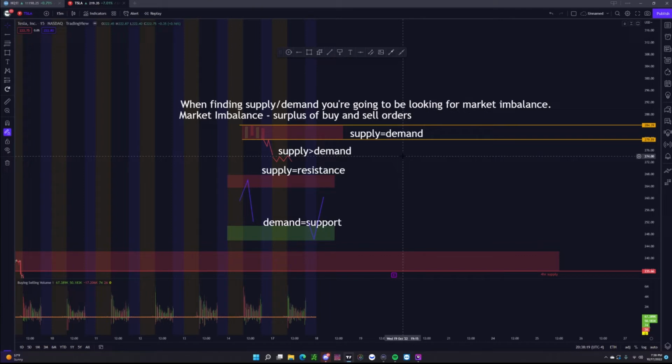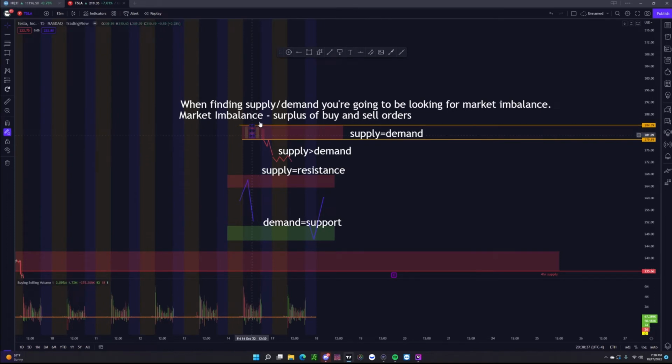So let's go over a few things. When finding supply and demand, you're going to be looking for market imbalance, right? Well, what is market imbalance? Market imbalance is a surplus of buy and sell orders. Well, what does market imbalance look like? Well, market imbalance looks like this.